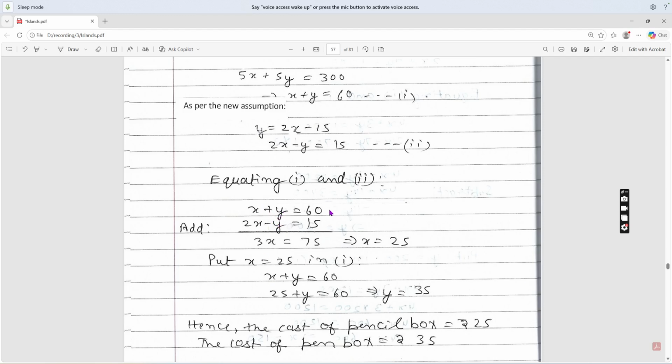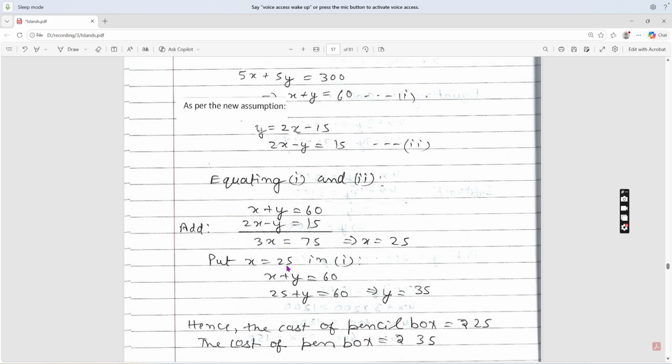So we need not multiply any of the equations by any number. We just have to add these two. So x plus 2x is equal to 3x, plus y minus y is 0, and 60 plus 15 is equal to 75. So x is equal to 75 upon 3, that is equal to 25.